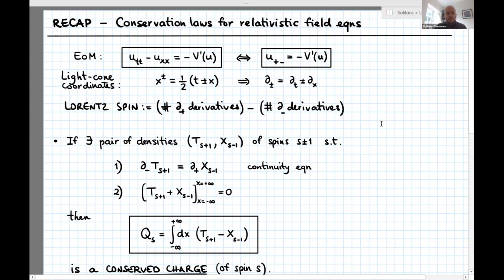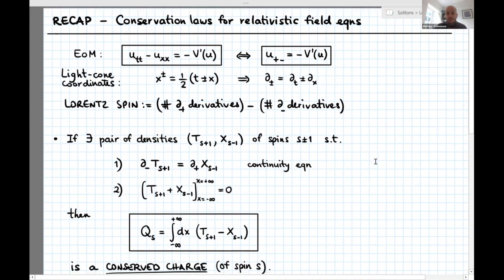And then we defined the notion of Lorentz spin, which is the number of x plus derivatives minus the number of x minus derivatives, which appears in any expressions that we'll look at. And this is useful to use the full power of special relativity, and in particular to organize our analysis of conservation laws.